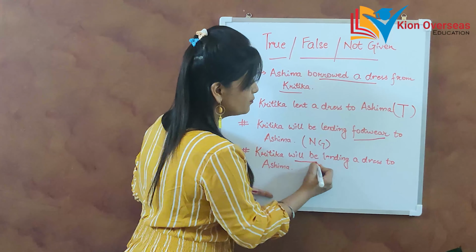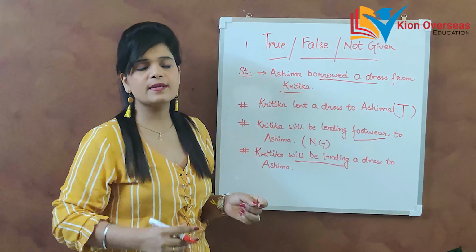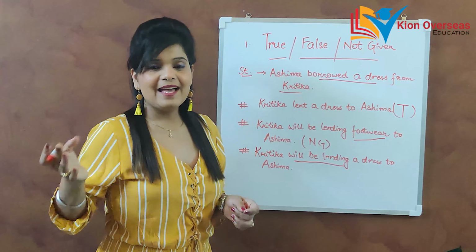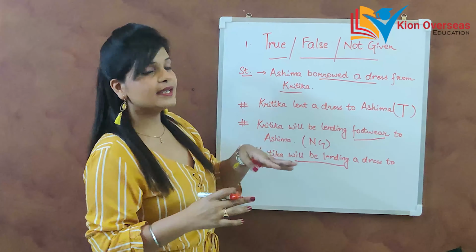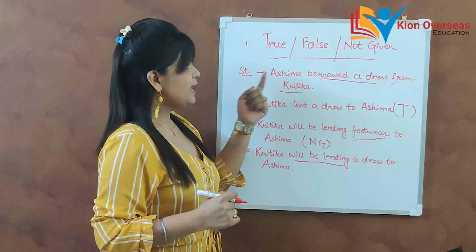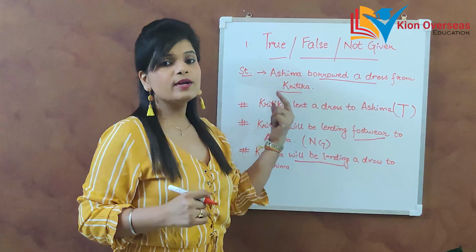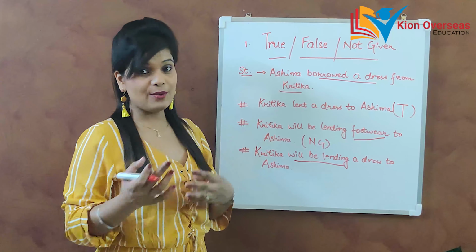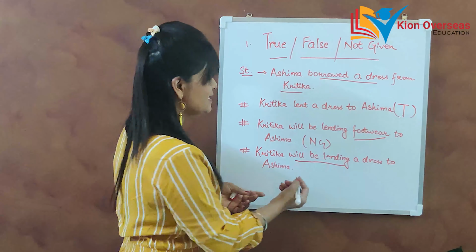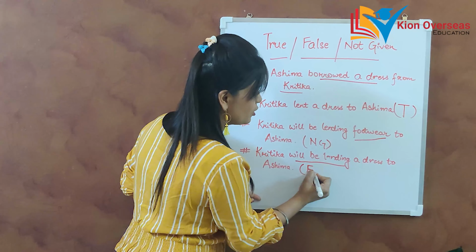And moving on to the third line, Kritika will be lending a dress to Ashima. Now they are saying will be lending, so that means it is going to happen. So already the thing has happened over here. They are talking about Ashima has borrowed a dress from Kritika. So now I think this is clear. So this sentence, this line is false.